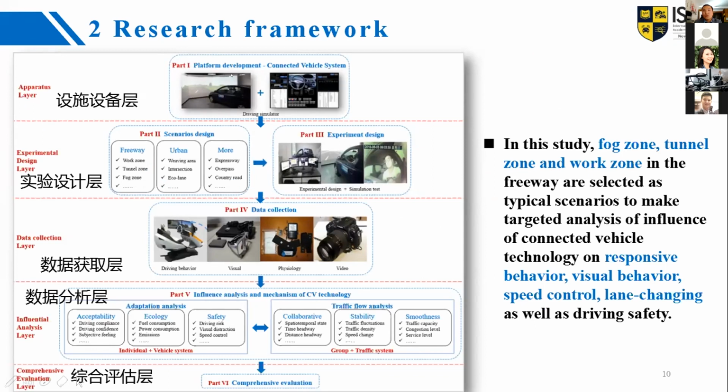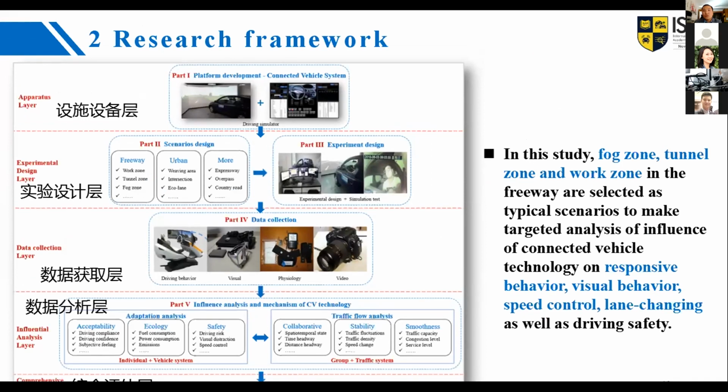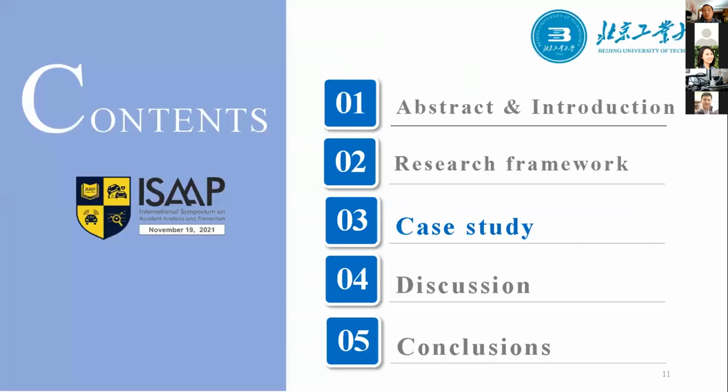As you can see, part 1 is platform development. Part 1 is to solve the problem, how to build a connected vehicle system. Part 2 and part 3 are scenario design and experiment design. After the experiments, we go to part 4, data collection. Part 5 is the influence analysis, which includes adaptation analysis and traffic flow analysis. Last is comprehensive evaluation. Here we go to case study.